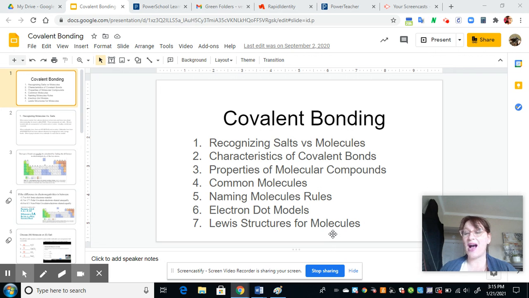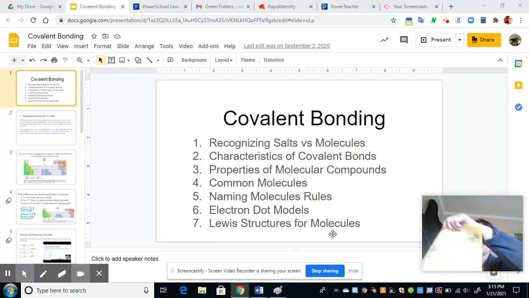We have already talked about ionic bonding, which is the bonding that occurs between metal atoms and non-metal atoms, and it's an electrostatic bond. That forms a compound that we call a salt. But now we're going to talk about what happens if we bond non-metals together.